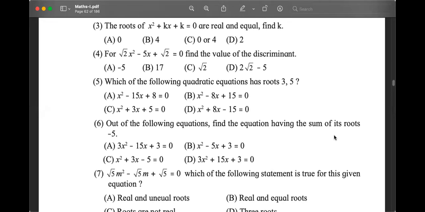Question number 3, that is question number 1, part 3. The roots of the equation x square plus kx plus k equals to 0 are real and equal. Find k. So it is about nature of the roots. When do we have real and equal roots? When do we have real and distinct roots? And when do we have unreal roots? Please refer to the textbook. Please refer to the chapter. Find the answer. Share in the next 3 minutes.